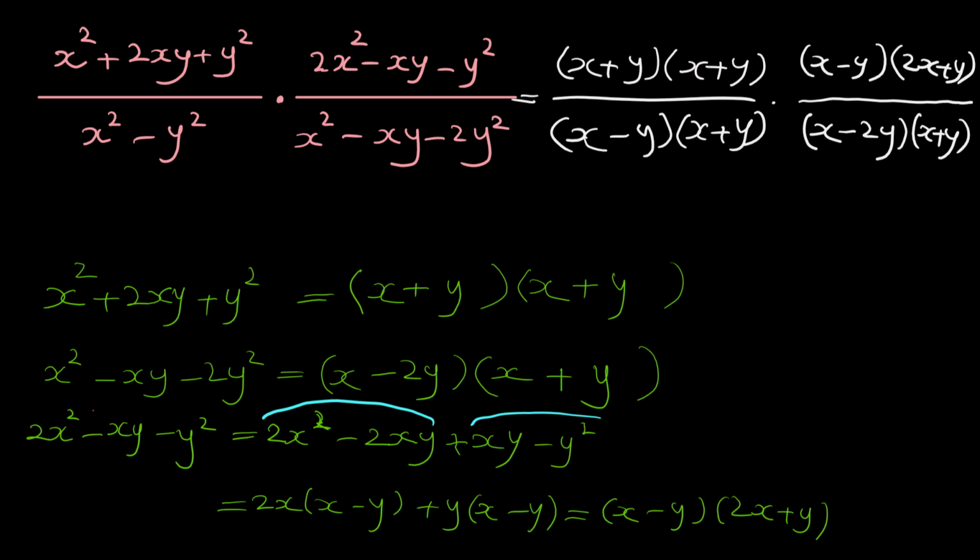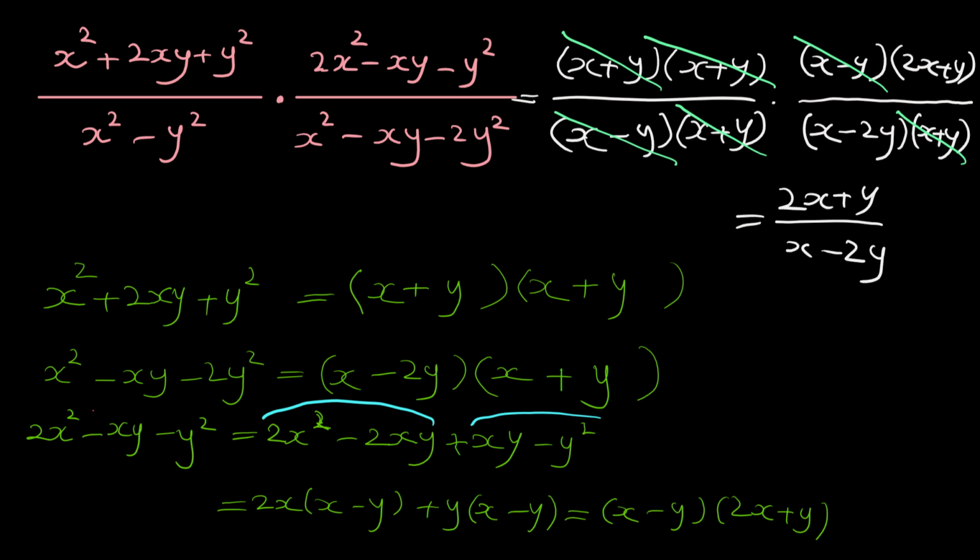Now let's see what the common factors to cancel are. x plus y with x plus y cancels. x minus y with x minus y. Is there any other? Yes. x plus y with x plus y cancels. So what remains from the numerator? From the numerator we have only 2x plus y, and from the denominator we have x minus 2y. This is the final answer for this question.